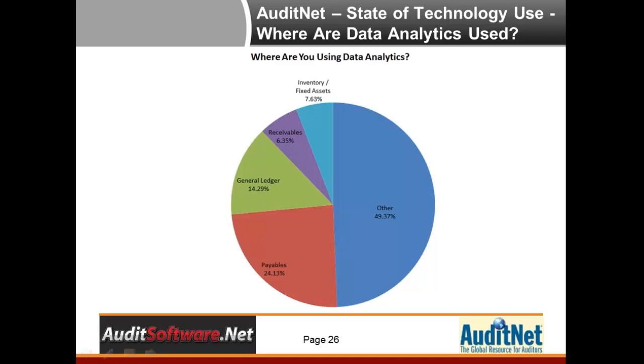Okay, so taking a look at a state of the technology use survey that's actually already been completed. I think it was released by AuditNet back in July or August of this year. What are those top areas for data analytics? And when you look at it, it is interesting. Payables and general ledger make up about 40% of the total. Receivables, inventory, a couple of others.